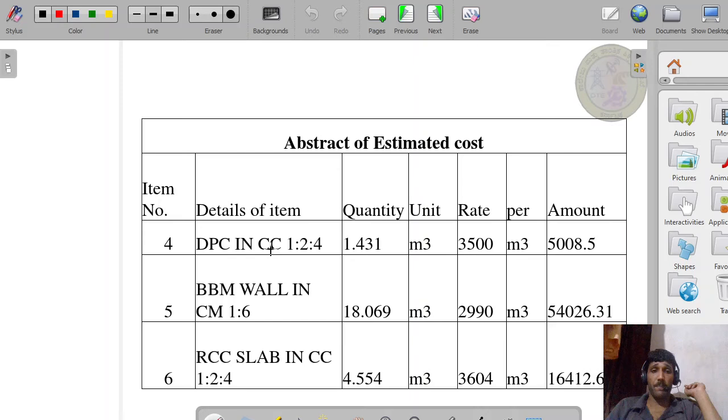In the first item, DPC in CC 1:2:4, the quantity already calculated is around 1.431 meter cube, and the rate is 3,500 rupees per meter cube. By multiplying this, you can get 5,008.5.